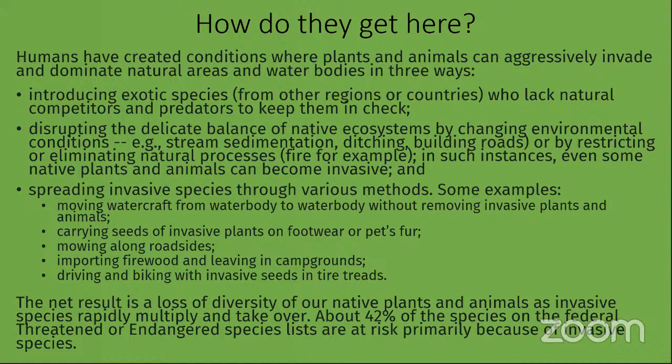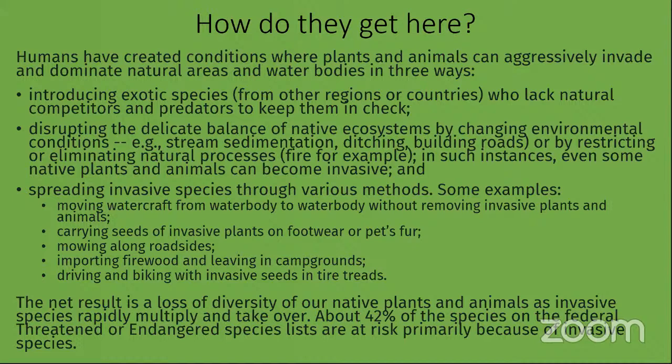Sometimes those invasive plants are spread on footwear or on pets' furs or animal furs. By mowing along roadsides, you spew everything in all directions, and that spreads it rather quickly. One of the ones we're going to talk about, the emerald ash borer, has been spread widely by importing firewood and leaving it in campgrounds. Driving and biking and ATVs also spread these seeds once they're here, because they get in the tire treads and on the mud on these vehicles.